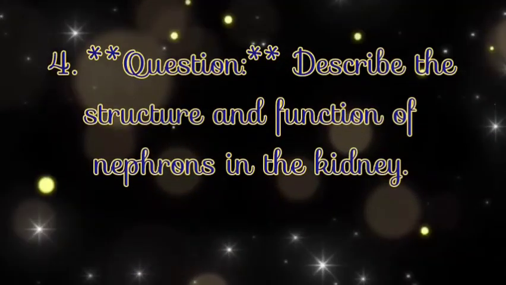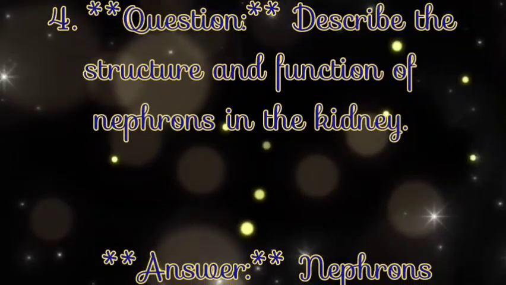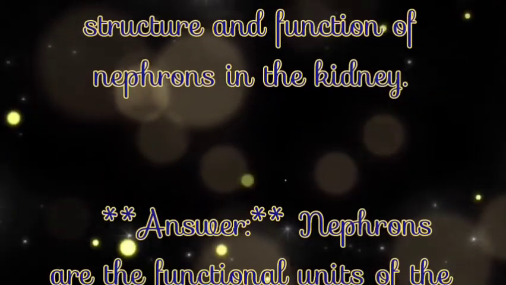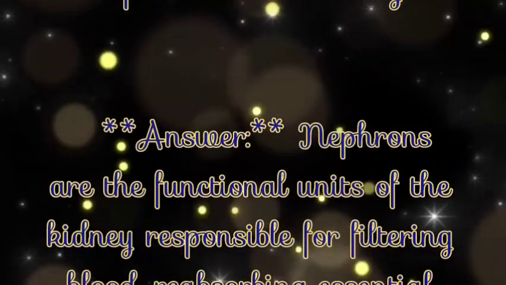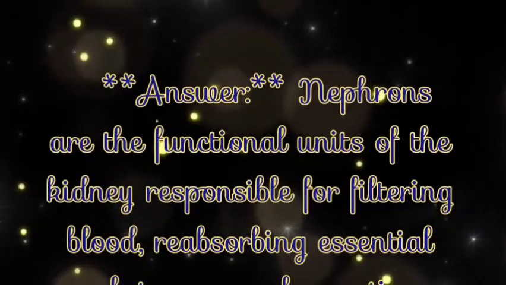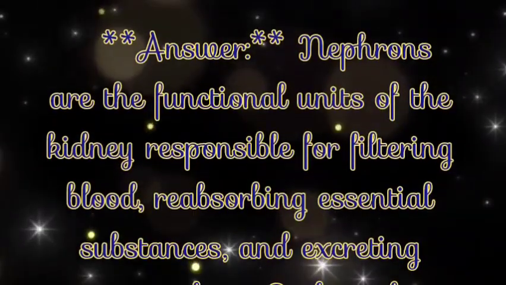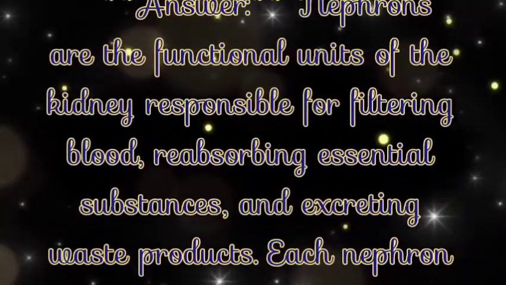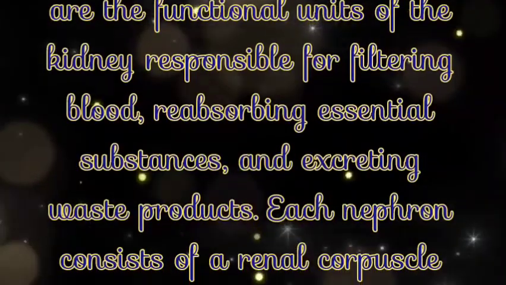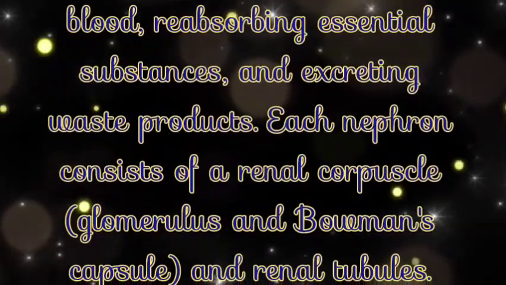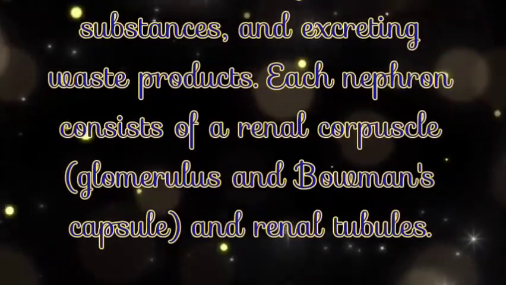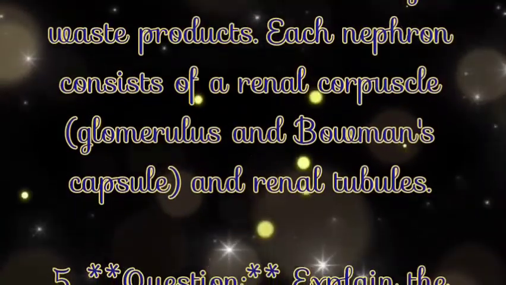Question number 4. Describe the structure and function of nephrons in the kidney. Answer: Nephrons are the functional units of the kidney responsible for filtering blood, reabsorbing essential substances, and excreting waste products. Each nephron consists of renal corpuscle, glomerulus, Bowman's capsule, and renal tubules.